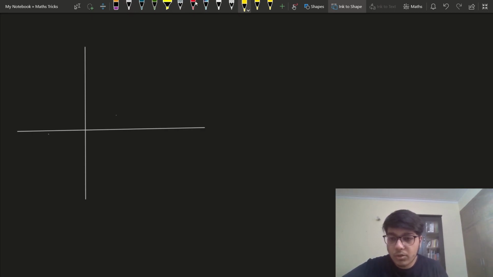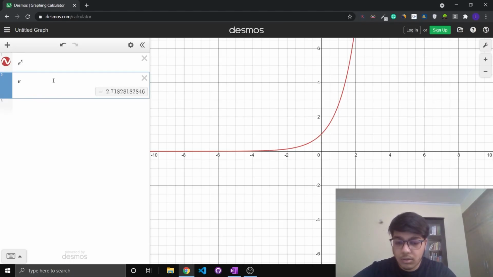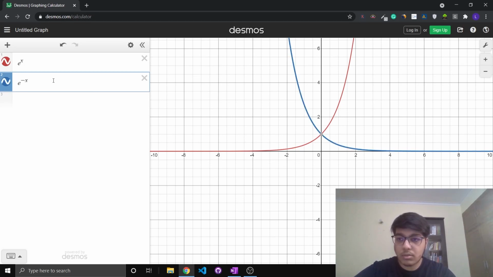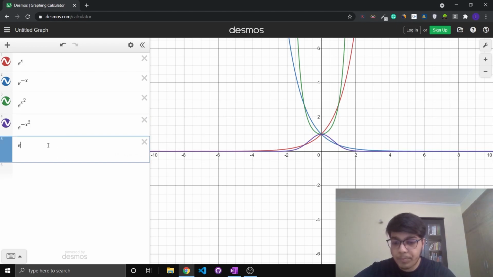This is the graph of e power x. This is 1. This is the graph of e raised to -x. Then e raised to x square, e raised to -x square, and e raised to -x square by 2.